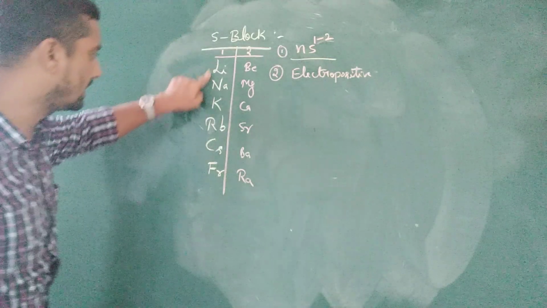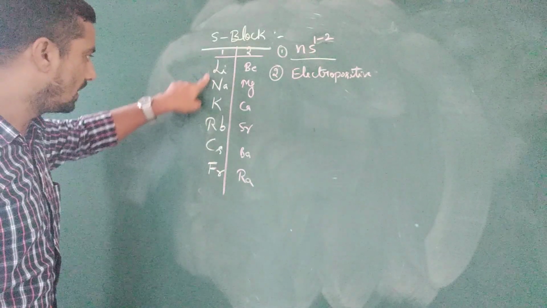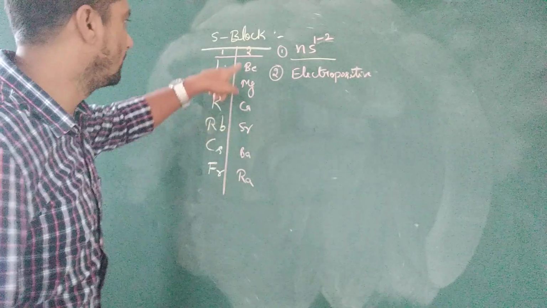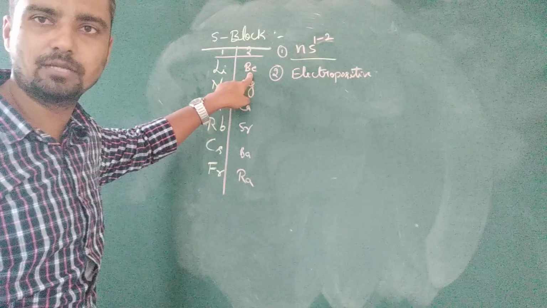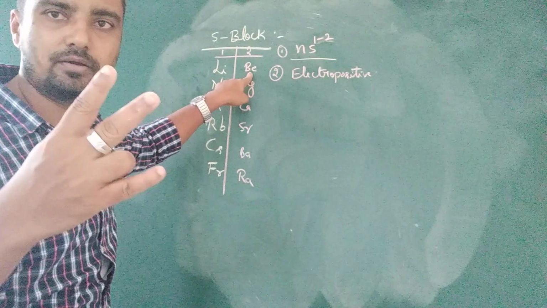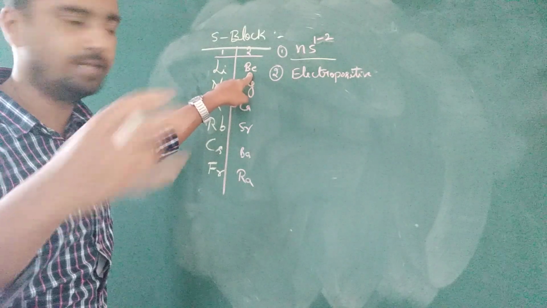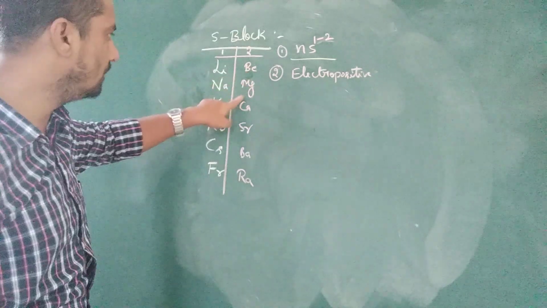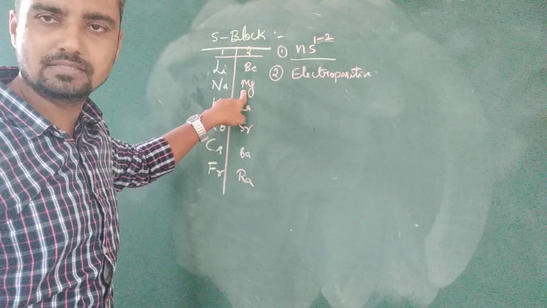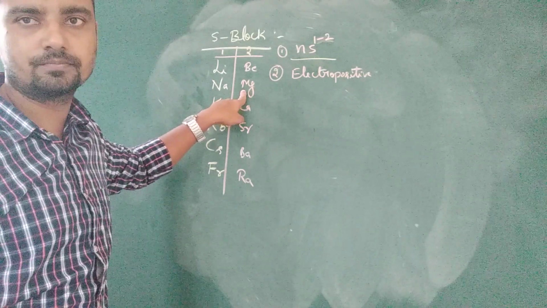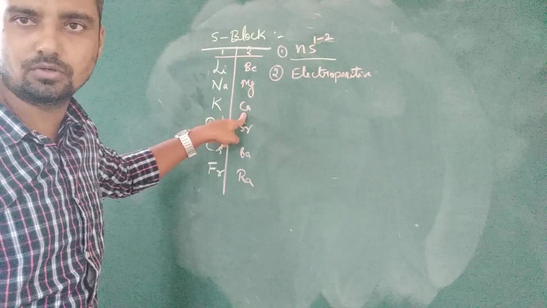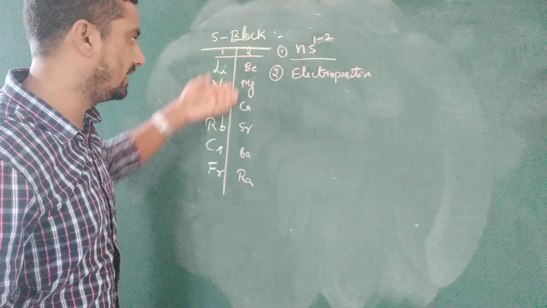That's why the valency of alkali metals is 1. For alkaline earth metals, beryllium has atomic number 4, and the nearest noble gas is helium, so it loses 2 electrons to acquire the configuration of helium. Magnesium, atomic number 12, has the nearest noble gas neon, atomic number 10, so it again loses 2 electrons. Calcium also loses 2 electrons. That's why the valency of alkaline earth metals is 2.